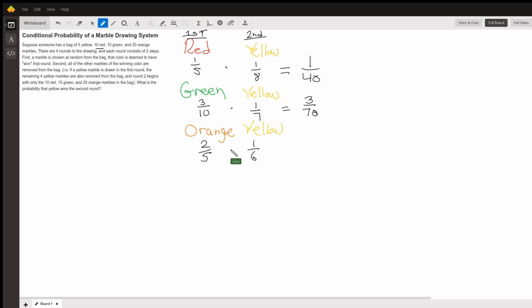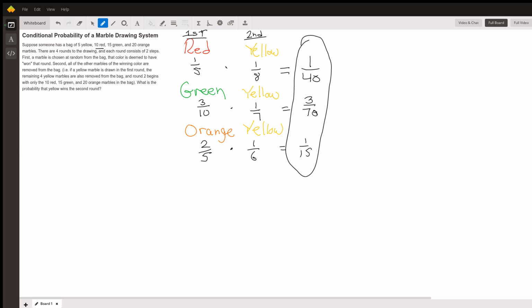And the probability that both things happen, the probability of orange and yellow in sequence, is the probability of yellow given orange, yellow for the second given that orange is the first, which is 1 out of 6, times the probability that orange is the first one, which is 2 out of 5. So this is 2 out of 30, which is 1 out of 15. So these three added up are the answer of the probability that yellow wins the second round.